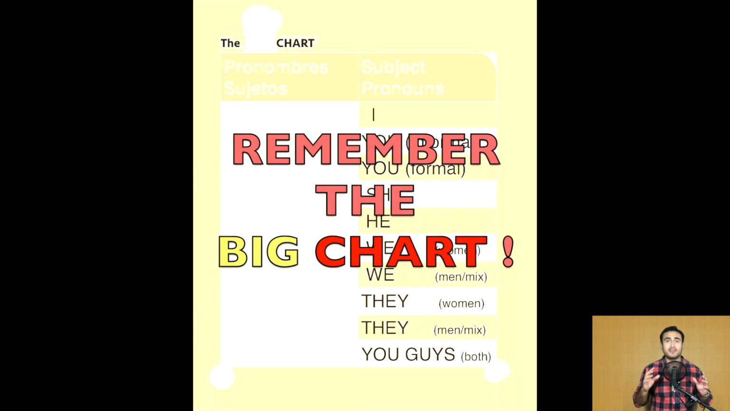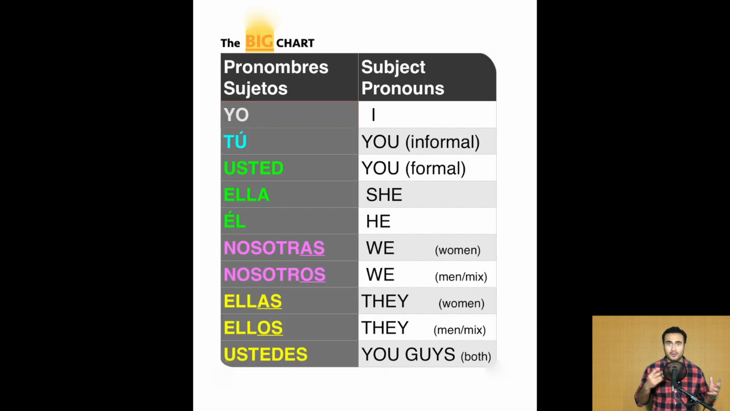The big chart is always going to be available in your tools, so you can always go back to it and refer to it. You can always keep it handy on your desk if you would like.